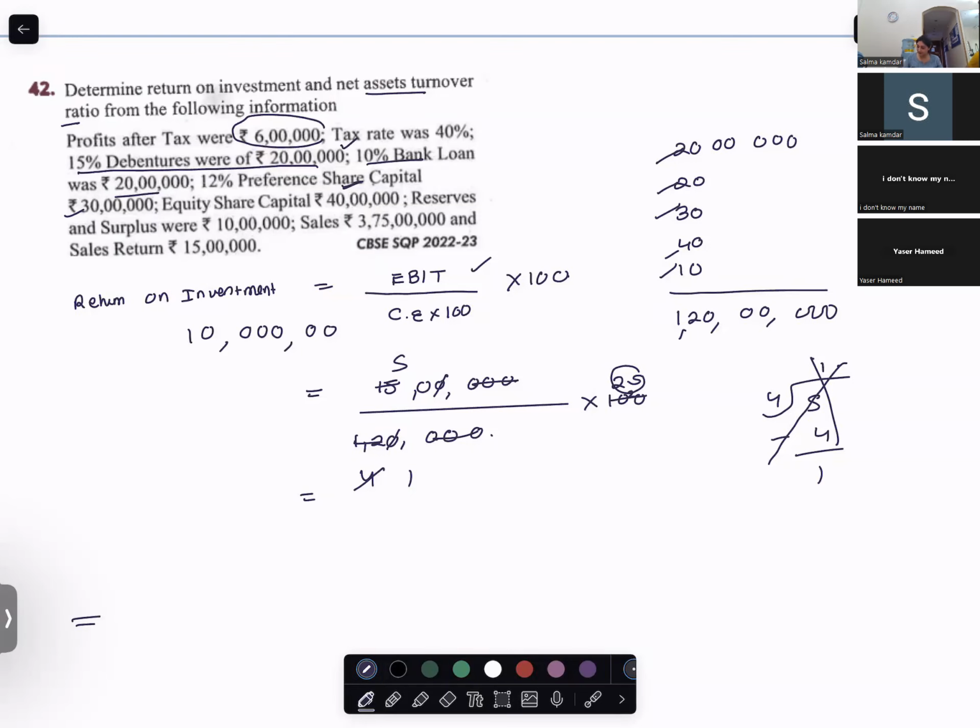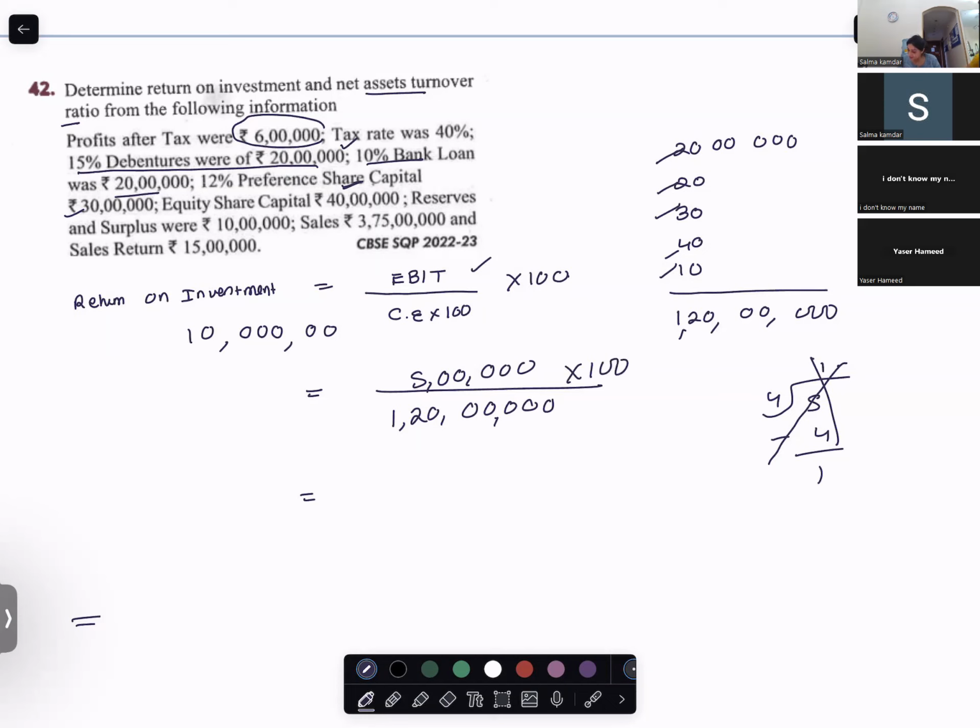We'll do the calculation again. 5 lakh divided by 1 crore 20 lakh into 100. These 2 zeros gone, these 2 zeros gone, 3 zeros gone, 3 zeros gone, 1 zero gone, 1 zero gone. So you have 50 divided by 12.